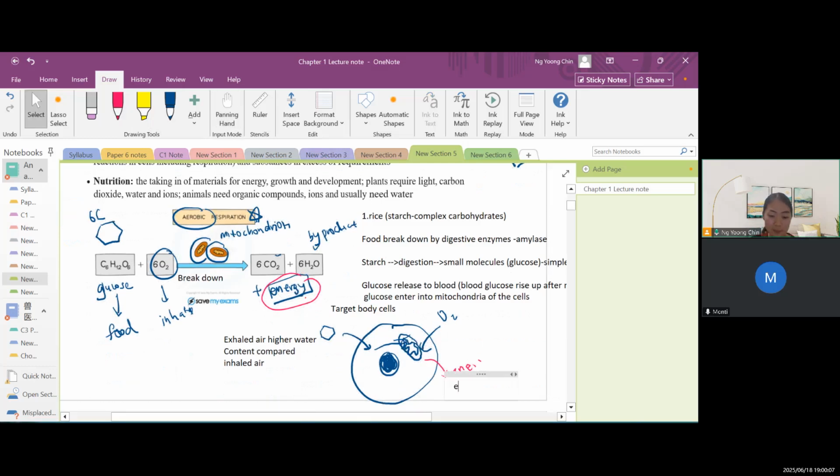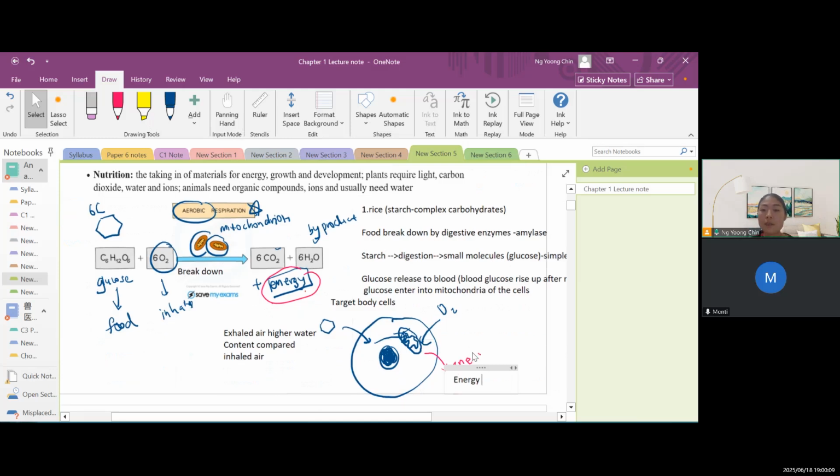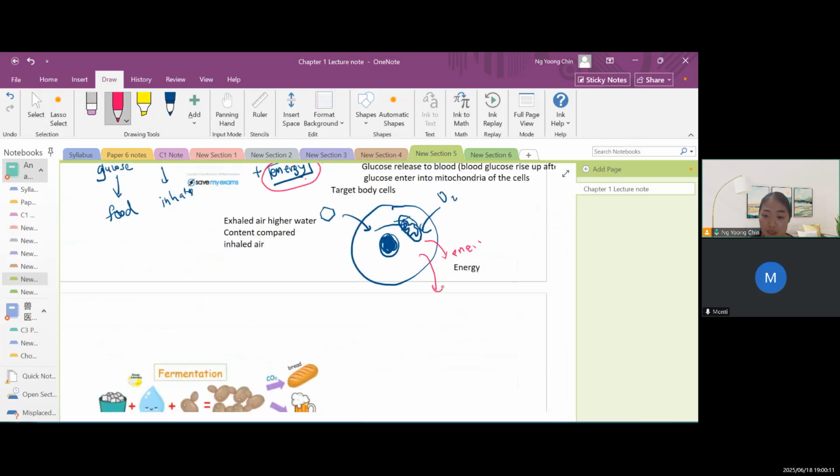Energy. And then by this process, they will also release away the carbon dioxide and also the water.